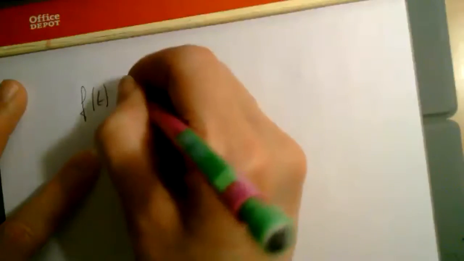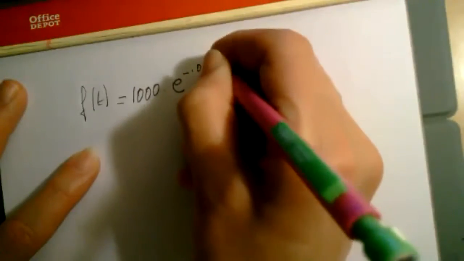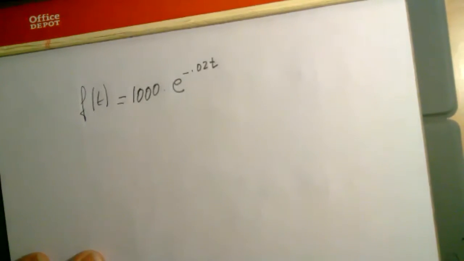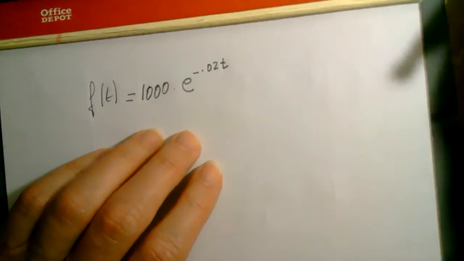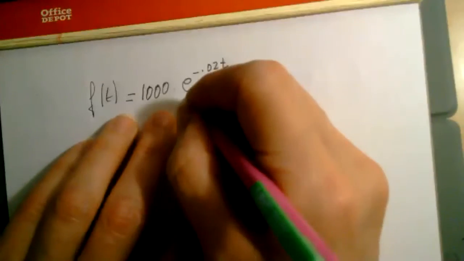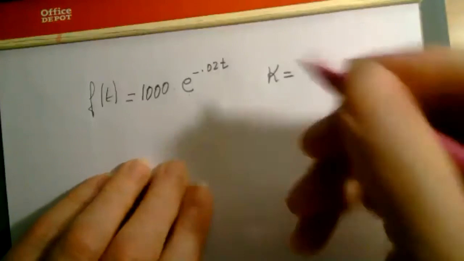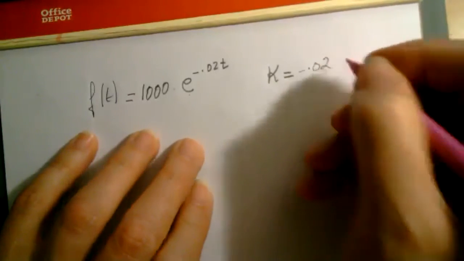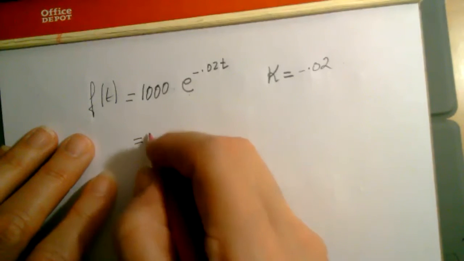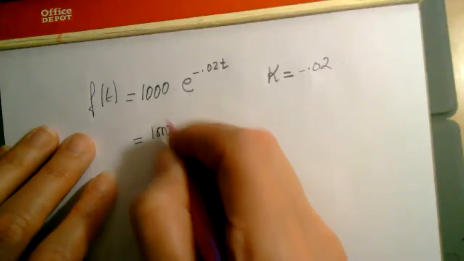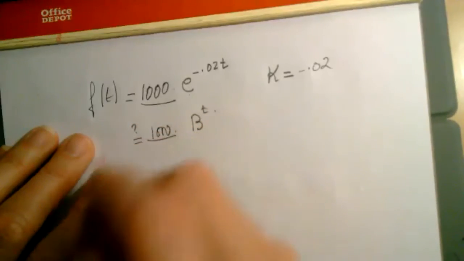So this is equal, again, I picked like 1000, it's nothing, e to the minus 0.02t. And the question is, write it as a times b to the t. So first thing is, what is my k here? My continuous rate. Negative 0.02. That's my k. And I have to write it in the form a times b to the t.